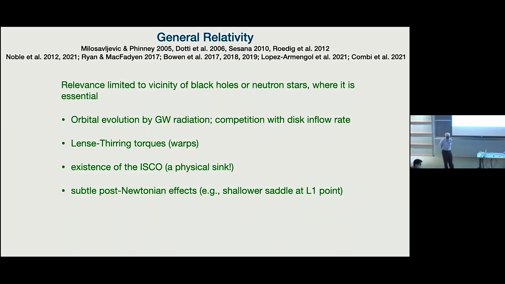No, I'm asking a much, much simpler question. I want to just know what happens to these binaries and disks if you by hand put in an extra omega dot. Does that matter for the evolution? Not the details of how you do it, I'm sure that's very complicated, I'm very impressed. My question was very simple.